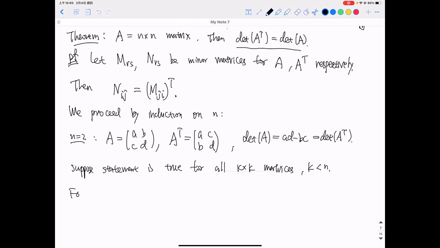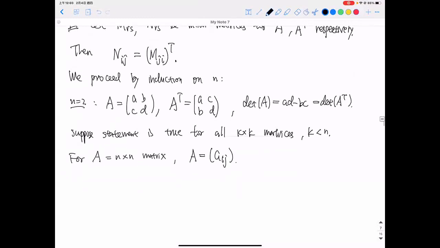Now for A being an n by n matrix, let's say A has entries Aij, then we can have the following computations of the determinants we need. Let's compute the determinant of A by the first row expansion.